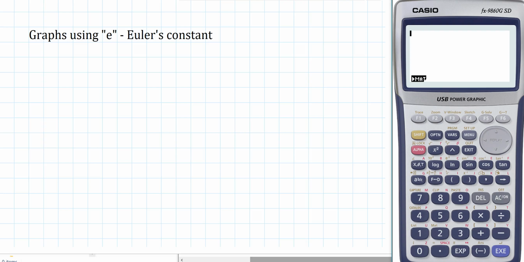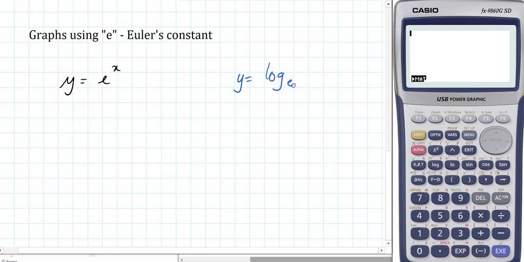Hello, this is a video where we're going to look at graphs that use the letter e, Euler's constant. So it might be an exponential graph that looks like this, y is equal to e to the power x, or it might be a log graph. And so it might be the graph y is equal to log to the base e of x.